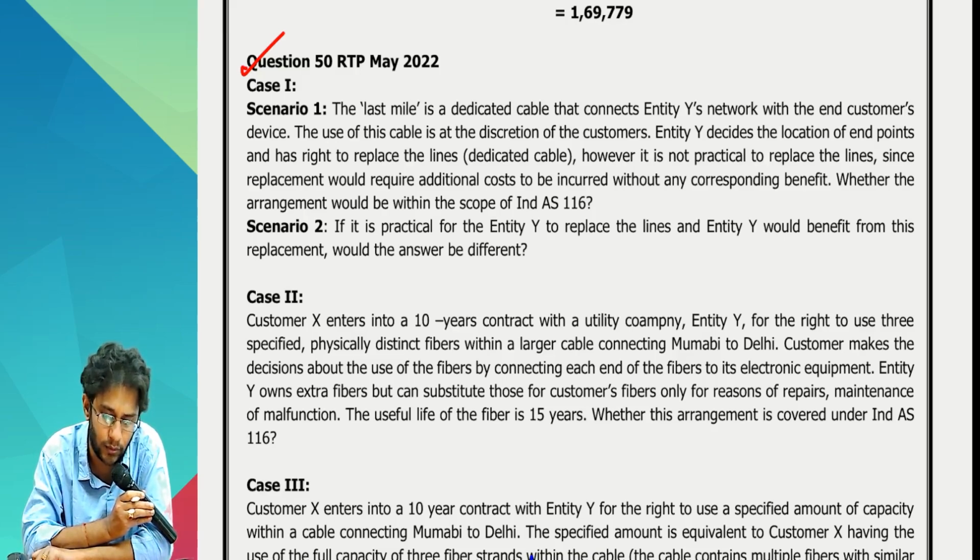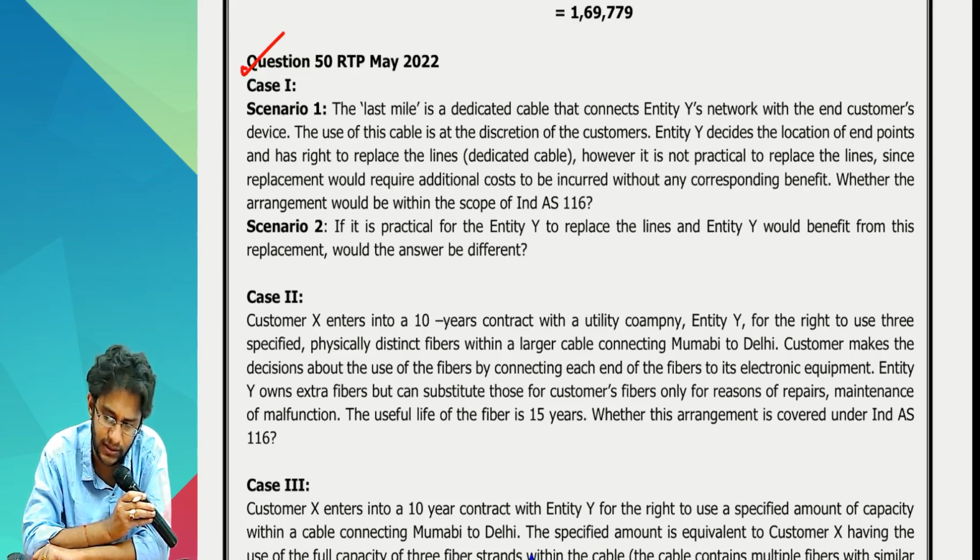Case 2. Customer X enters into a 10 years contract with a utility company Y for the right to use 3 specified physically distinct fibers within a large cable connecting Mumbai to Delhi. Customer makes the decisions about the use of the fibers by connecting each end of the fibers to its electronic equipment. Entity Y owns extra fibers but can substitute those for the customer's fibers only for reasons of repairs, maintenance or malfunctioning. The useful life of the fiber is 15 years.